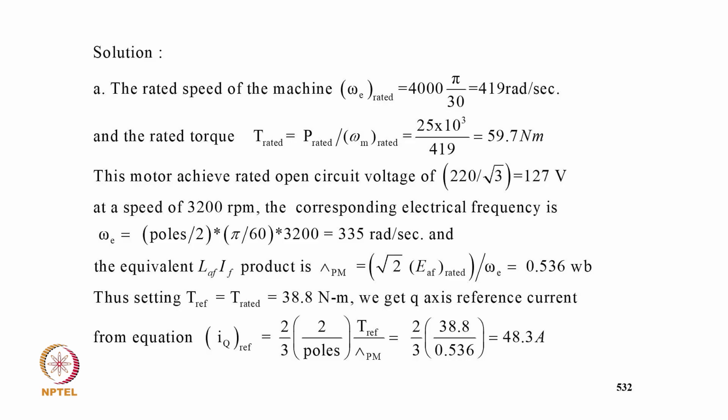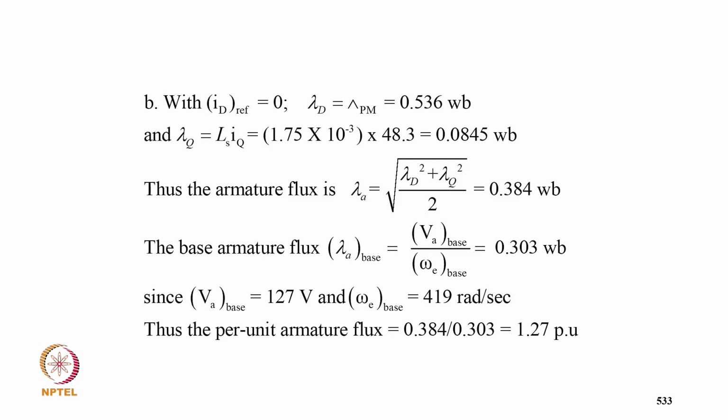So we get the Q axis current IQ equal to 2 by 3, 2 by P, T reference by lambda PM, so it comes to 48.3 ampere, and with ID equal to 0, lambda equal to lambda PM, that is 0.536. So lambda Q equal to LS IQ comes to 0.46. So the armature flux is under root lambda D square plus lambda Q square by 2, that is 0.38. So the base armature flux is V upon omega, that is 0.32. Since voltage is 127 and omega is 419, the per unit armature flux is 0.38 by 0.32, so 1.27 per unit.